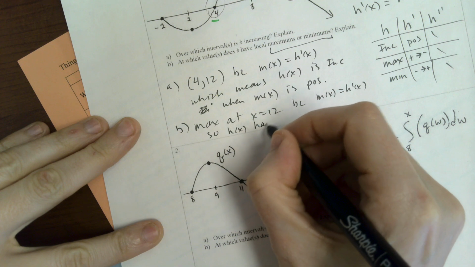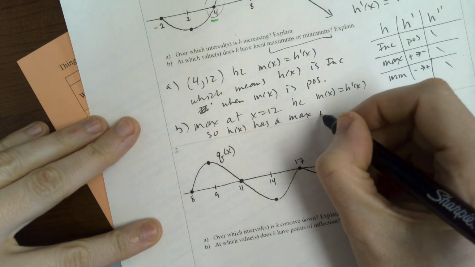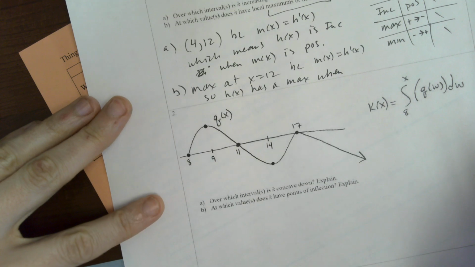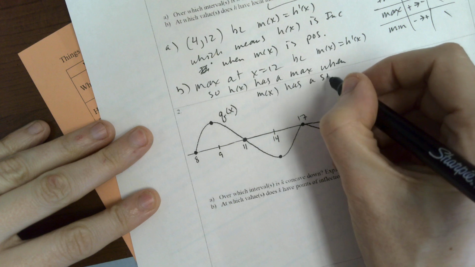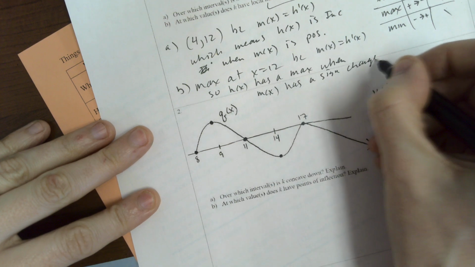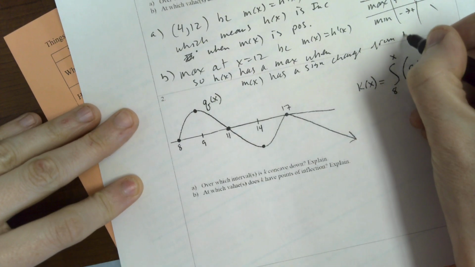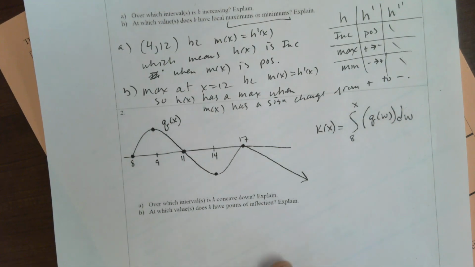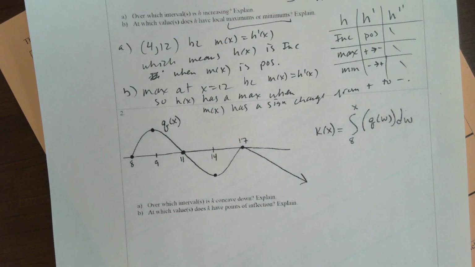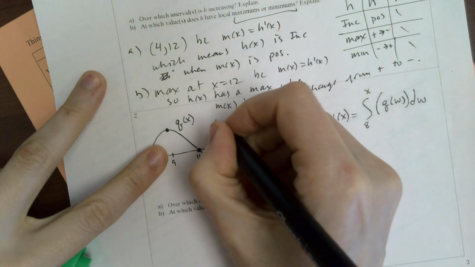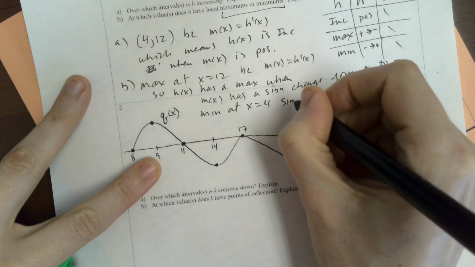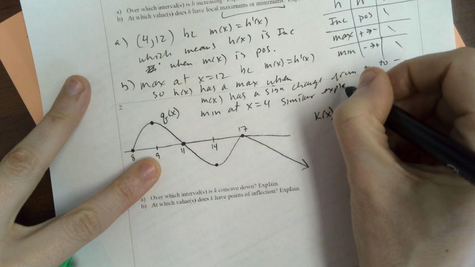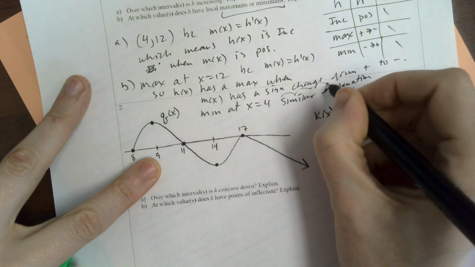h of x has a max when m of x has a sign change from positive to negative. Okay, and then similar explanation, guys, for the min, okay? So we would say min at x equals 4, and then I'll just say similar explanation.